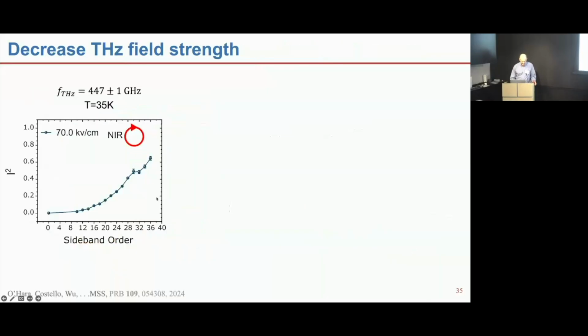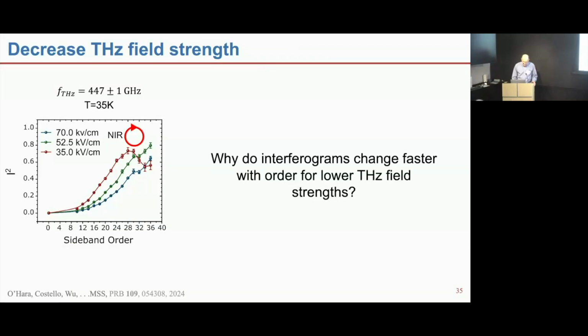Let's continue with this. So let's look at this a little bit more closely. Here we're going to decrease the terahertz field strength. And we see that as we decrease the terahertz field strength, the curvature of this interferogram actually increases. And so one might wonder why those interferograms change faster with order for lower terahertz field strengths.